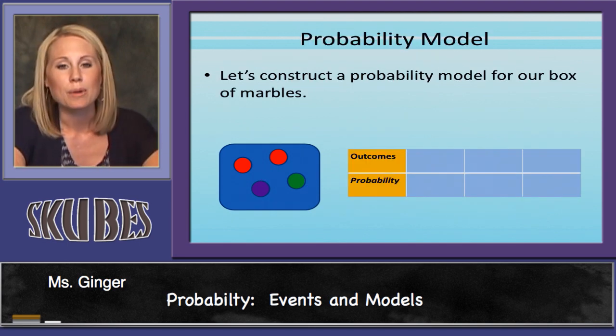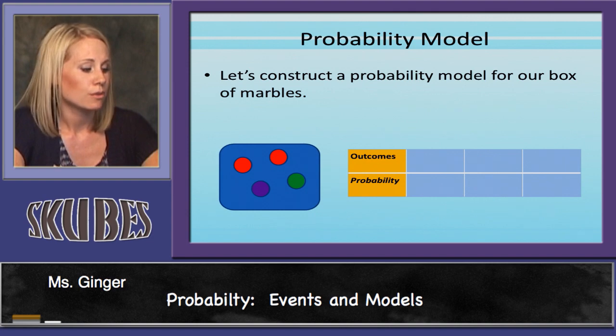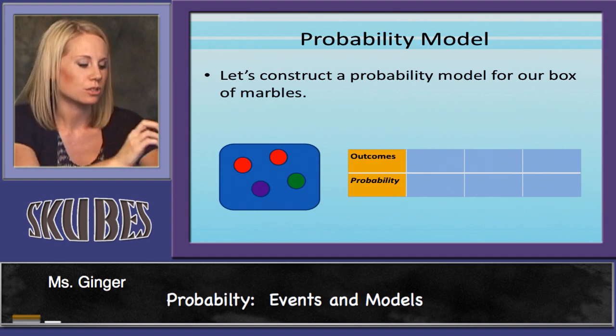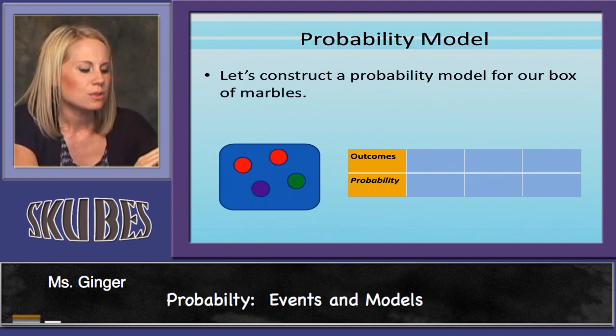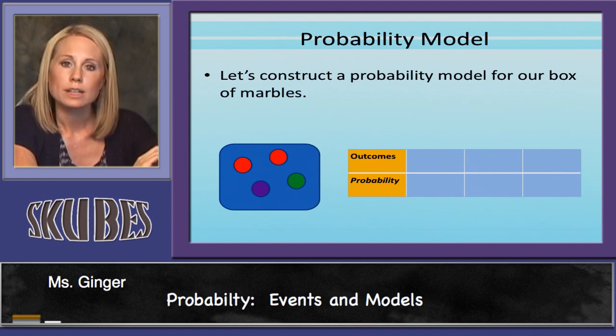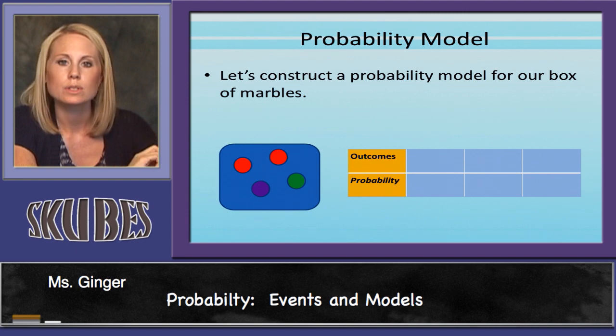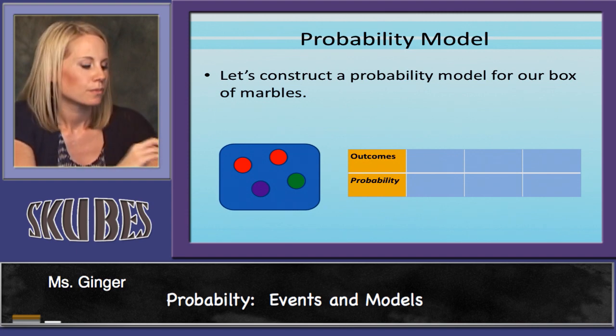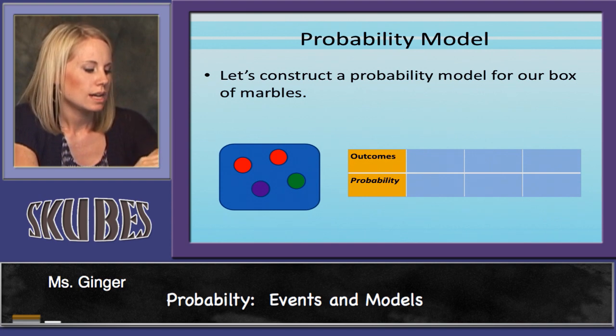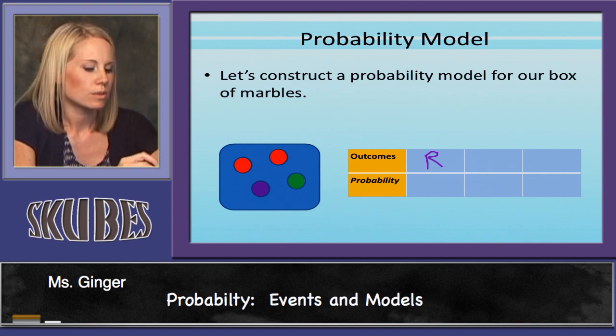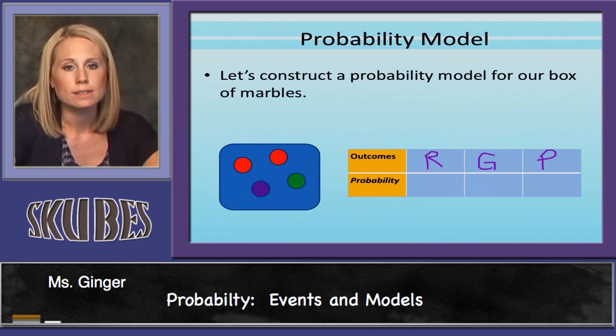Alright, so we're going to make a probability model for this situation that we just looked at. And to do that, you're going to just create a table, sort of like you see here, and you're going to put your outcomes in one of the rows and your probabilities for each of those outcomes underneath the outcomes. So we have 3 outcomes. We have red marbles, and I'll just use the first letter for red, we have green, and we have purple. That's all of our choices.